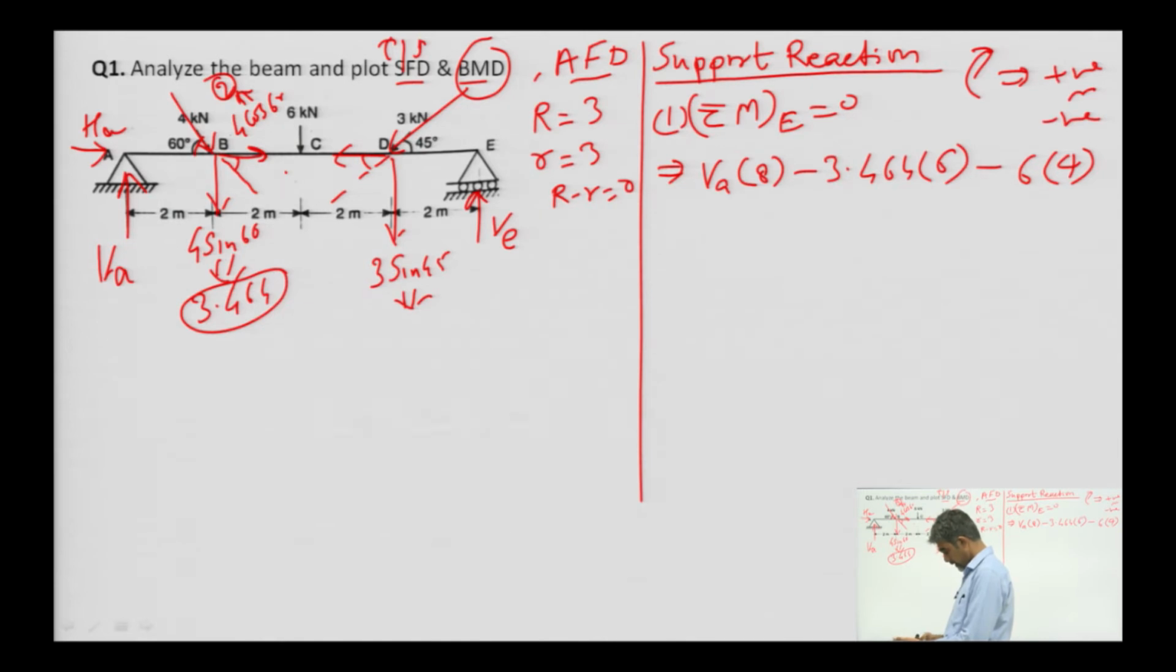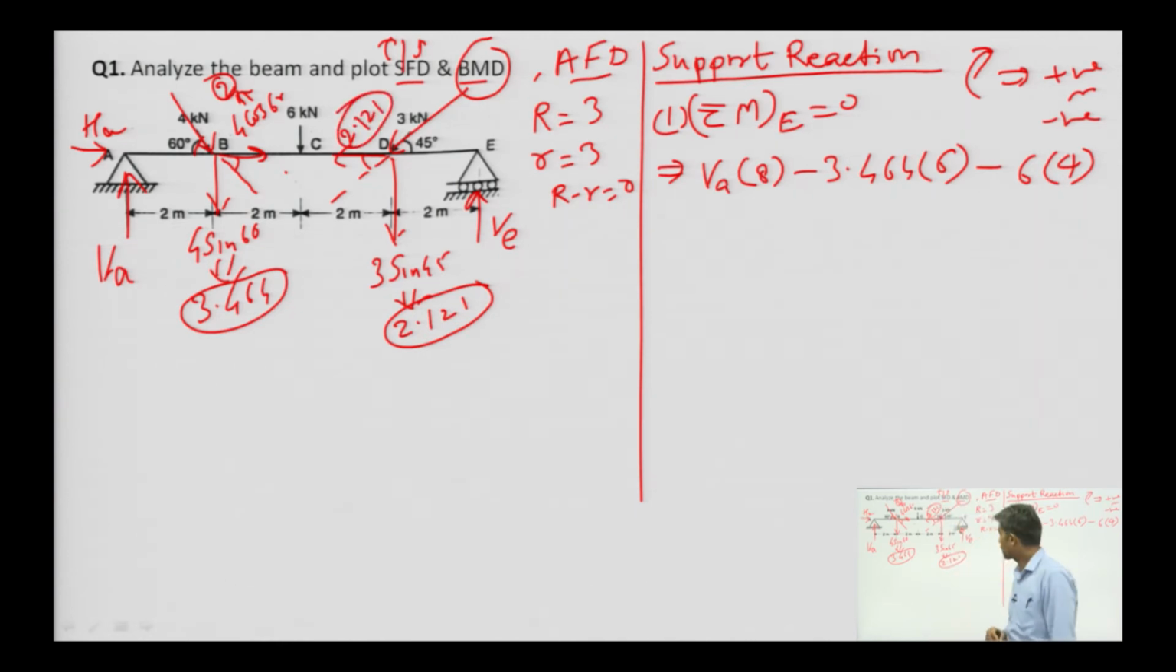sin 45 multiplied by 3, its value is 2.121. Okay, 2.121 is this value, and this value is 3 cos 45. So, the same value we will get, 2.121. Okay, that is the resolved component.